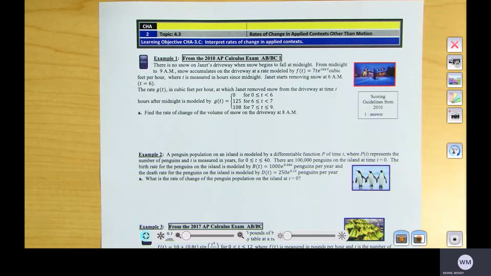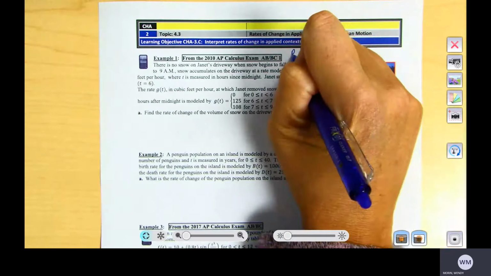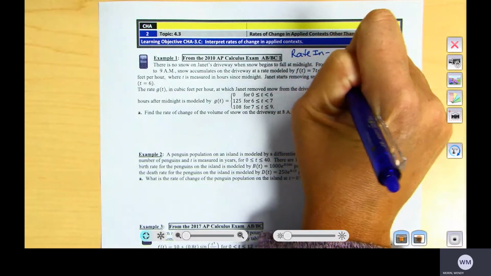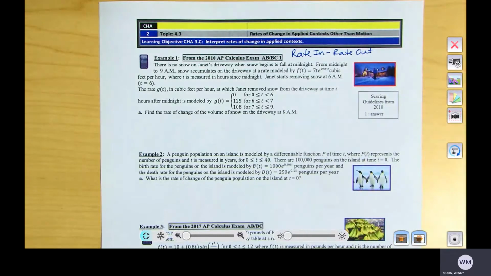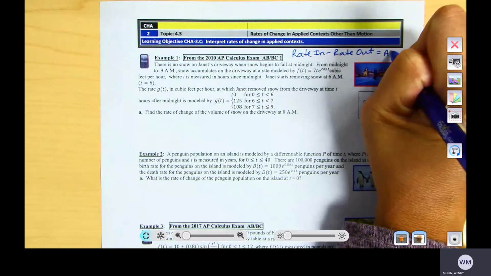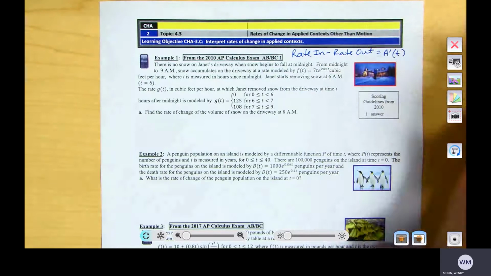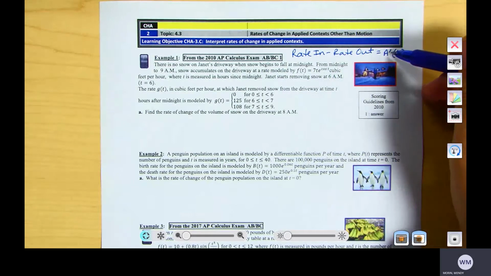Point 3, we're going to talk about rates of change other than motion. These are the types of problems that I will refer to as rate in minus rate out problems. Rate in minus the rate out is the derivative of the amount that you have. You have an amount and you take its derivative, you're going to get a rate.